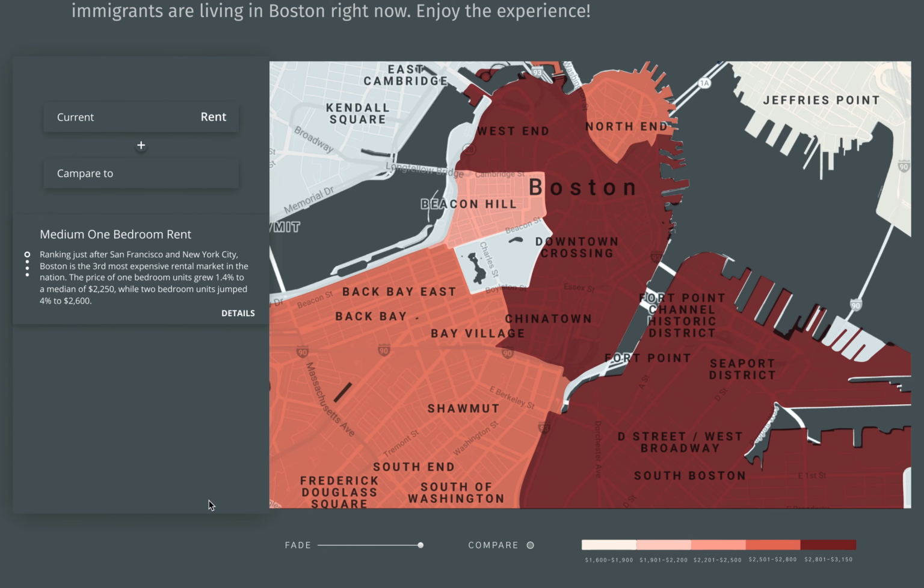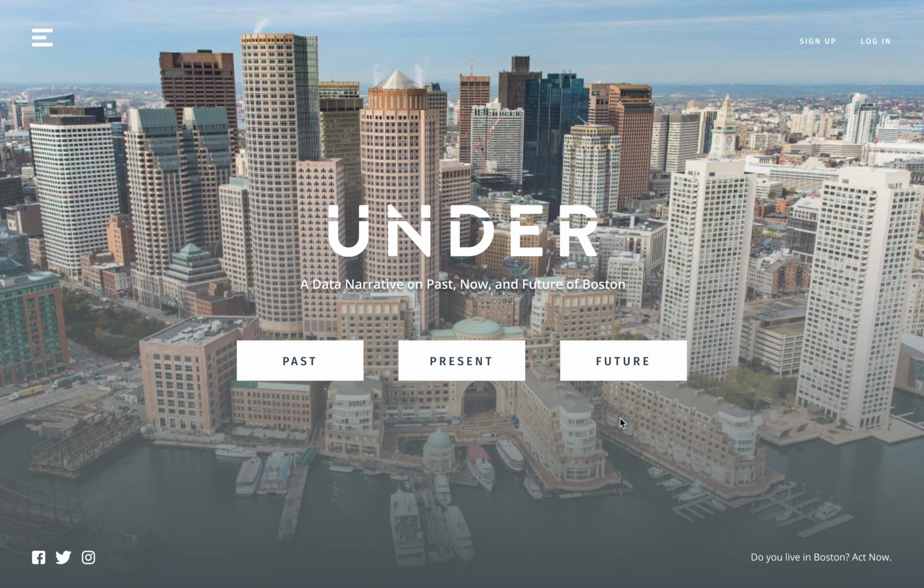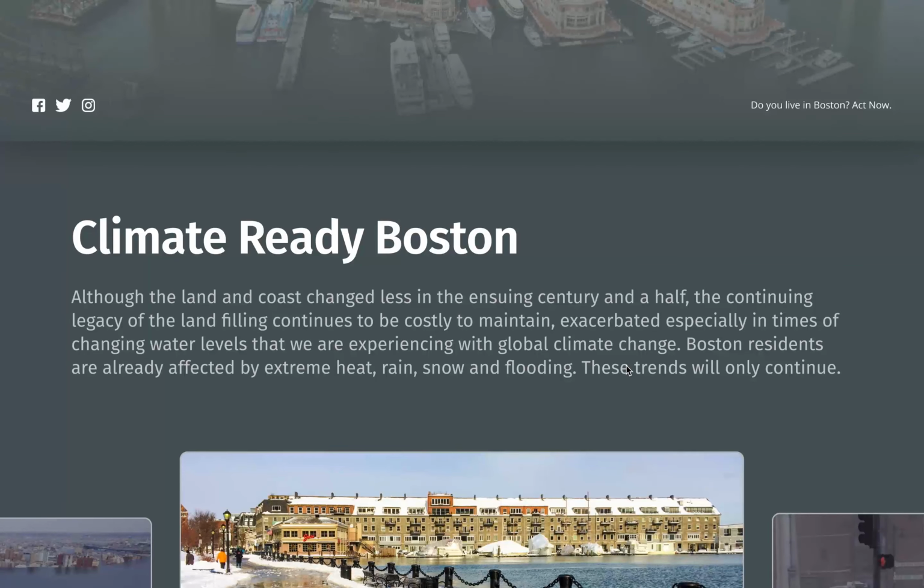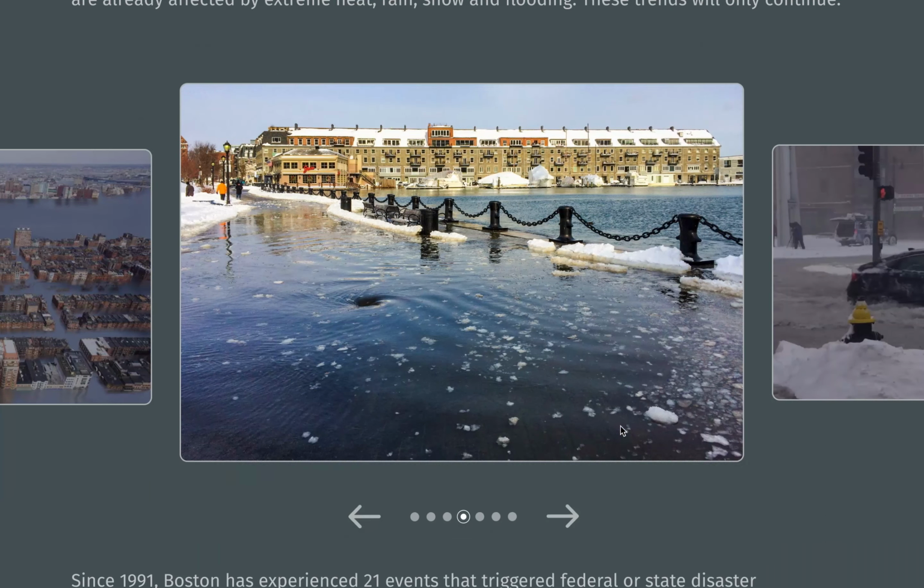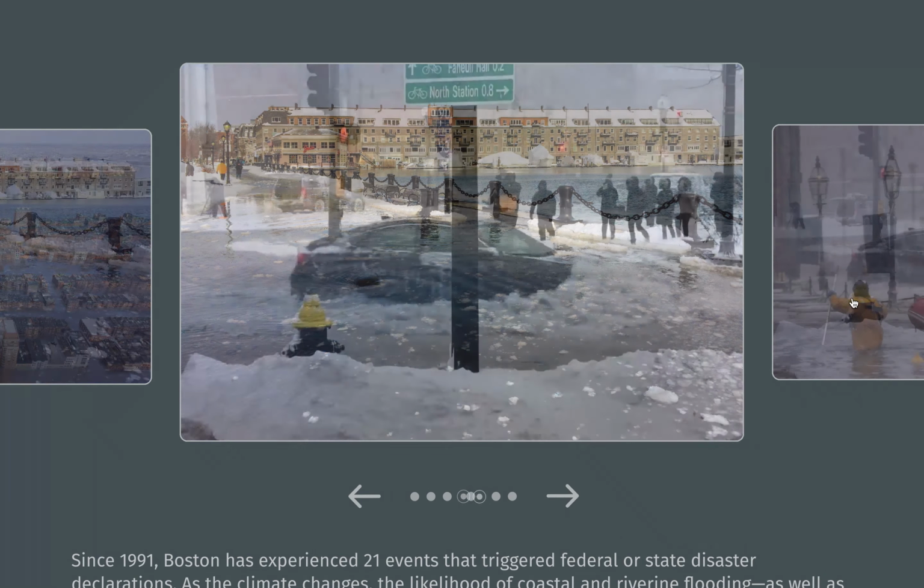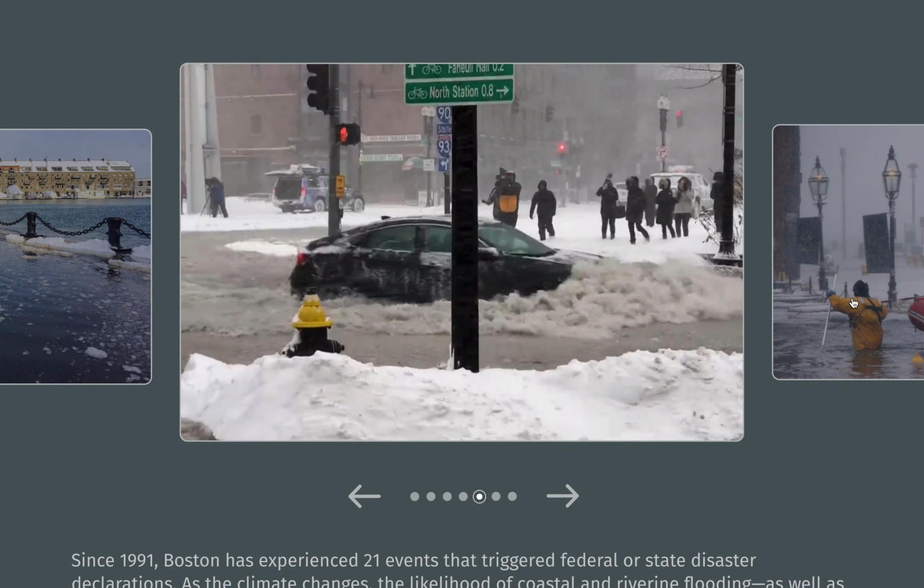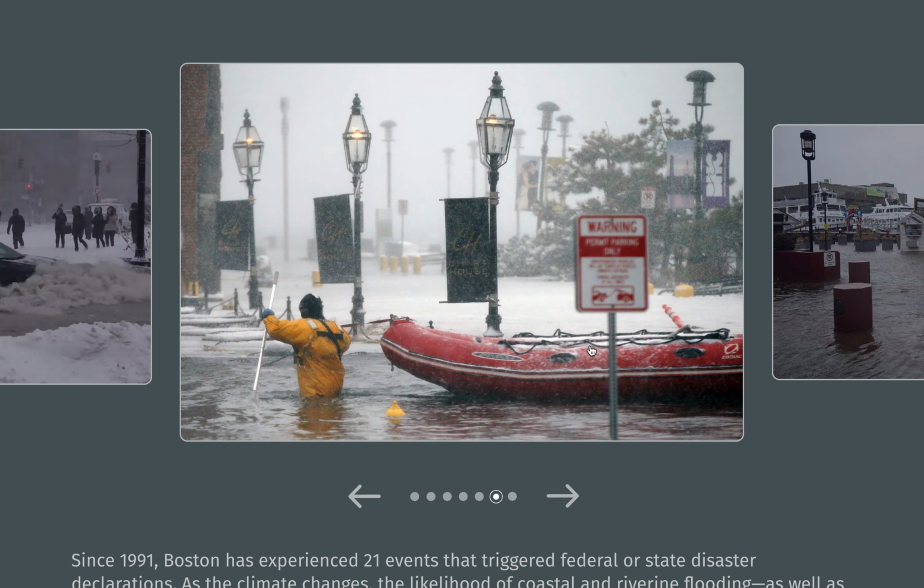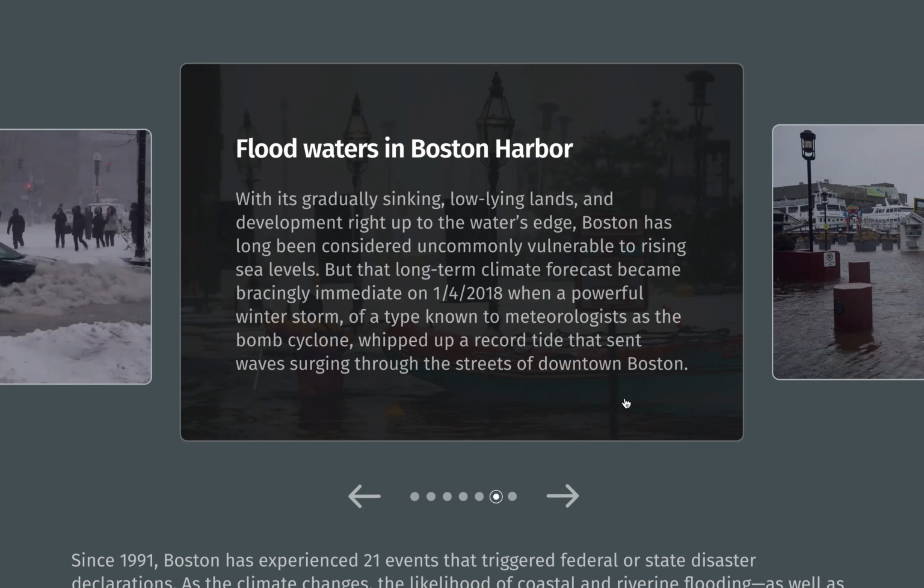Ranking just after San Francisco and New York City, Boston is the third most expensive rental market in the nation, with the median one-bedroom rent ranging from $2,000 to $3,000 a month. Now, let's predict the future. Since 1991, Boston has experienced 21 events that triggered federal or state disaster declarations. The pace of relative sea level rise is accelerating because of the global climate change.